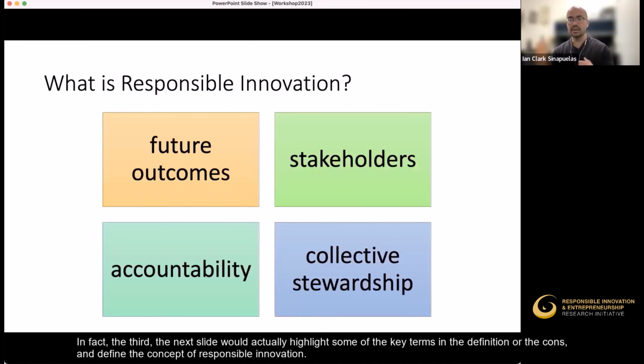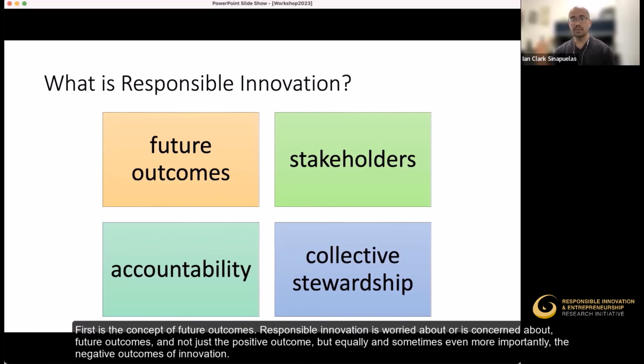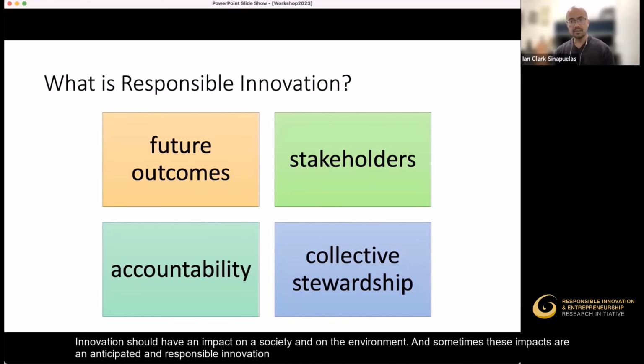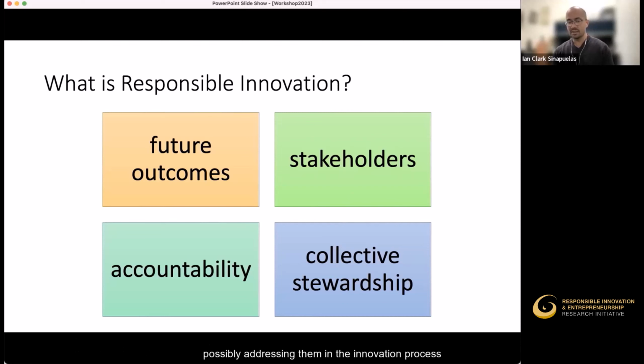In fact, the next slide would actually highlight some of the key terms in defining the concept of responsible innovation. First is the concept of future outcomes. Responsible innovation is concerned about future outcomes, and not just the positive outcome, but equally and sometimes even more importantly, the negative outcomes of innovation. Innovation should have an impact on society and on the environment, and sometimes these impacts are unanticipated, and responsible innovation is encouraging innovators, researchers to think about what these potential negative outcomes would be, with the intent of possibly addressing them in the innovation process.